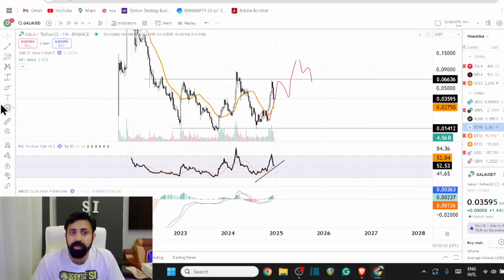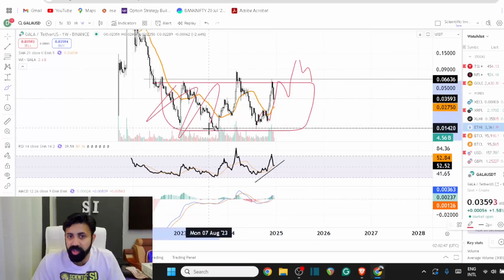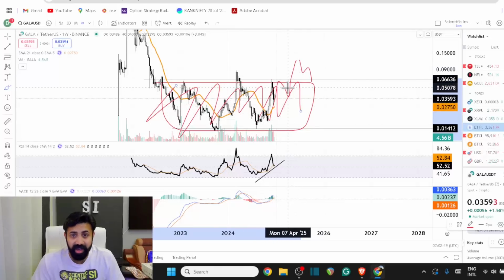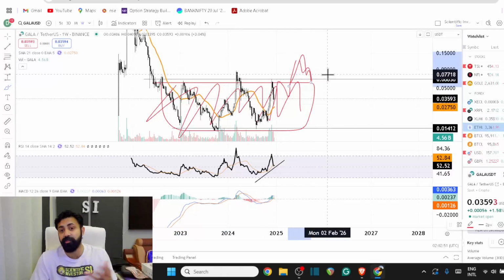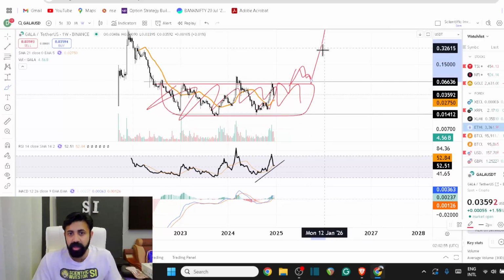This may come back to retest. Now that makes this zone an accumulation region. That's where you actually buy. And this breakout is where you enter if you're a long-term trader. Then you ride. So that's gaming.